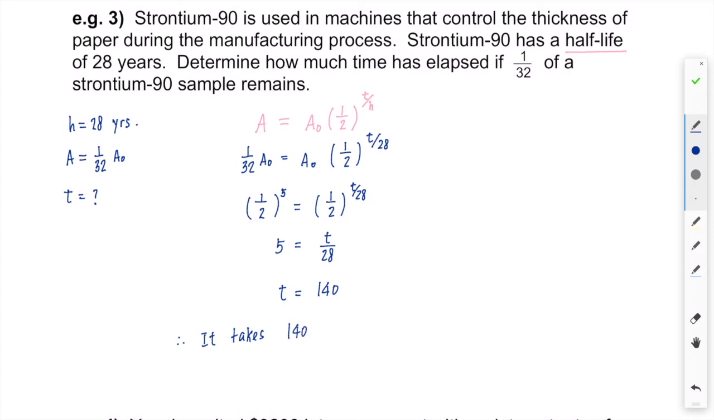Okay, so you can say that it takes 140 years for the sample to reach 1/32 of its original amount.